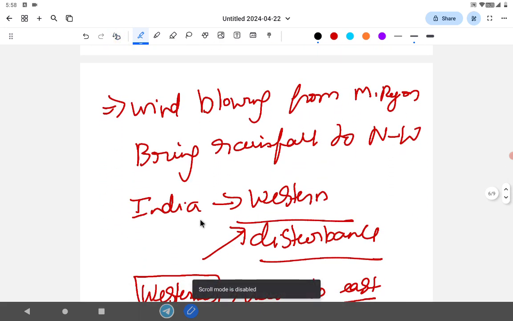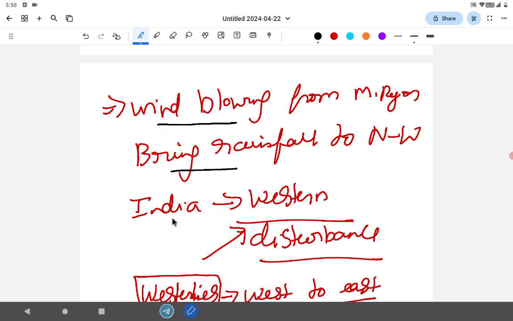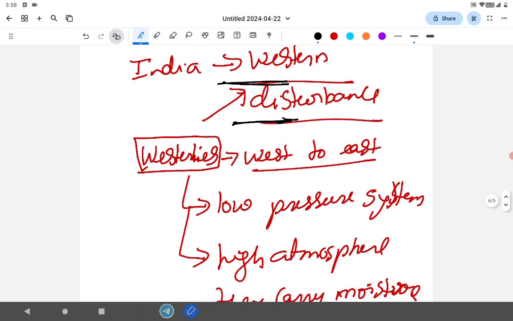What is the importance of the Mediterranean region to India? The wind blowing from the Mediterranean region brings rainfall to the northwestern part of India. That's called western disturbances. The western disturbance is mainly caused by the westerlies. They flow from west to east.